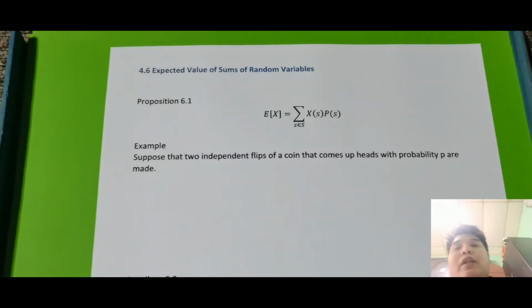So this is lesson 4.6, expected value of sums of a random variable, of chapter 4, which is the random variable. So now we start with this. I guess nasabi ko na itong property na to nung una pa lang, na ang expectation of x is just the summation of s element of s, x of s, then p of s.